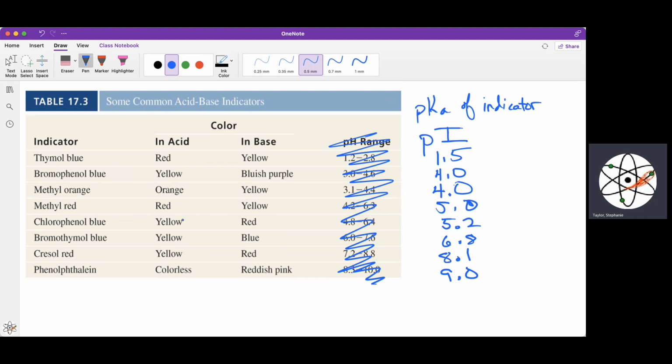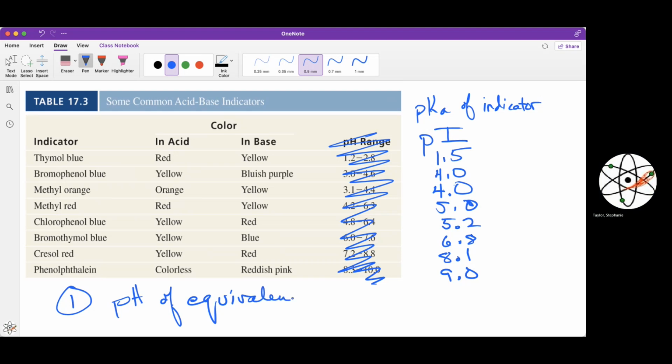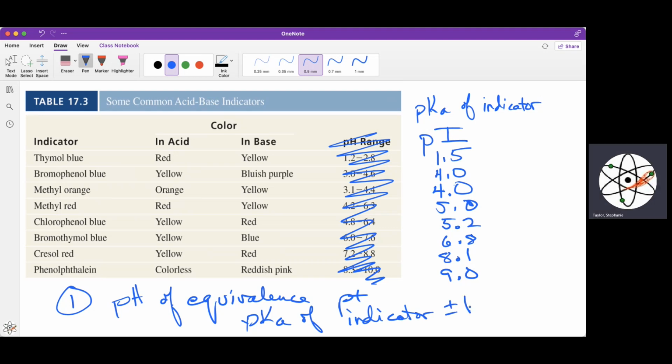So when you're choosing an indicator, there's two other pieces of information that we need. One, we want to know what the expected pH of the equivalence point is, because we would like the pKa of the indicator within plus or minus 1 of the equivalence point, because we want the pH to change where we care. So we want an indicator that's going to change near the equivalence point.